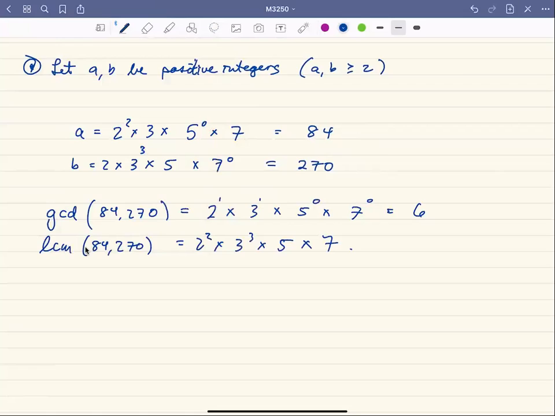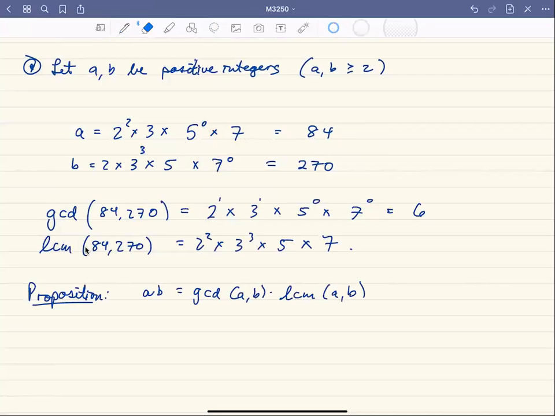Now, what's really going on here, and the proposition, is that if you take a times b, where a and b are integers greater than or equal to 2, that's going to be equal to the GCD of a and b times the least common multiple. Really, this is true of all positive integers. It's just meaningful when a and b are not 1, of course.